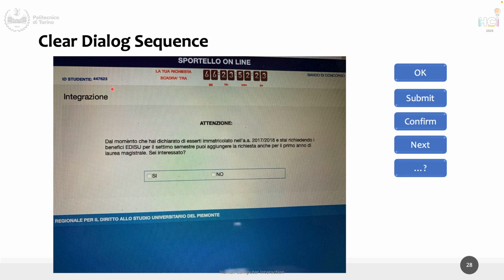So I press yes and it is automatically confirmed, or I press yes and something will appear, etc. We don't know. So this is not a clear dialog sequence, because you have to imagine and hope what happens next. So here, okay, submit, confirm, next. There is a need of some buttons somewhere to confirm the operation, because otherwise you don't know, and you can also create problems and delay in processing of the request, etc., etc.